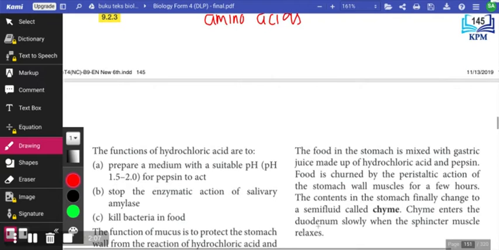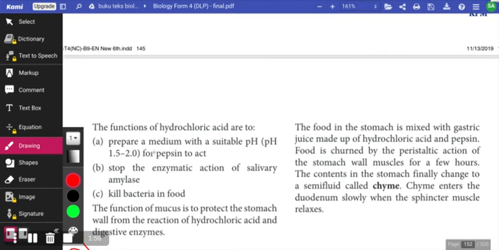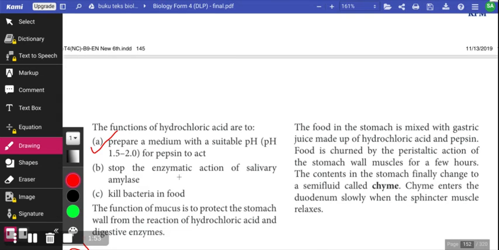Other than that, we need to understand the function of hydrochloric acid. Other than activating the pepsinogen to become pepsin, it also prepares a medium with a suitable pH for pepsin to act. This enzyme only activates at a medium pH of 1.5 until 2.0, which is acidic. Pepsin can only act in an acidic medium. So it provides the acidic medium for the pepsin to act.